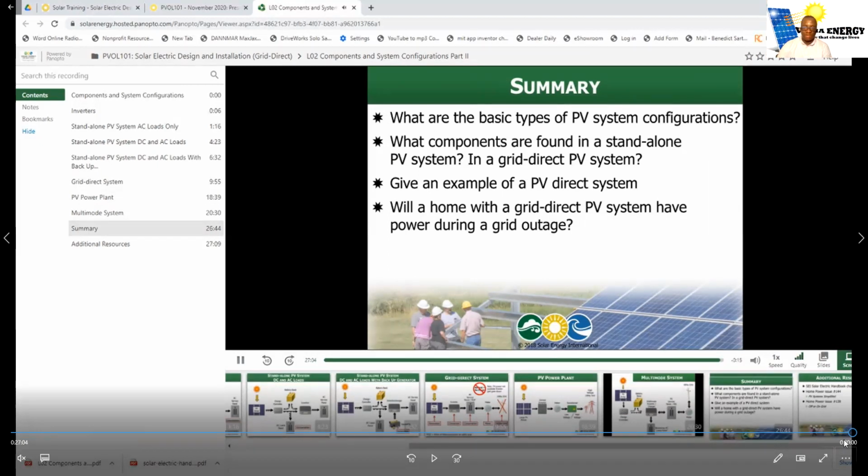Give an example of the PV direct system. We spoke about a PV direct system where you use a water pump. If you have a farm, you use a water pump. That's a PV direct system. You don't need to have a battery because it works in the day. So that's PV direct. Will a home with a grid direct PV system have power during a grid outage? No, a grid direct system doesn't have a source of storage. So when there's no power on the grid, you will have no current. Your home is going to be in darkness.